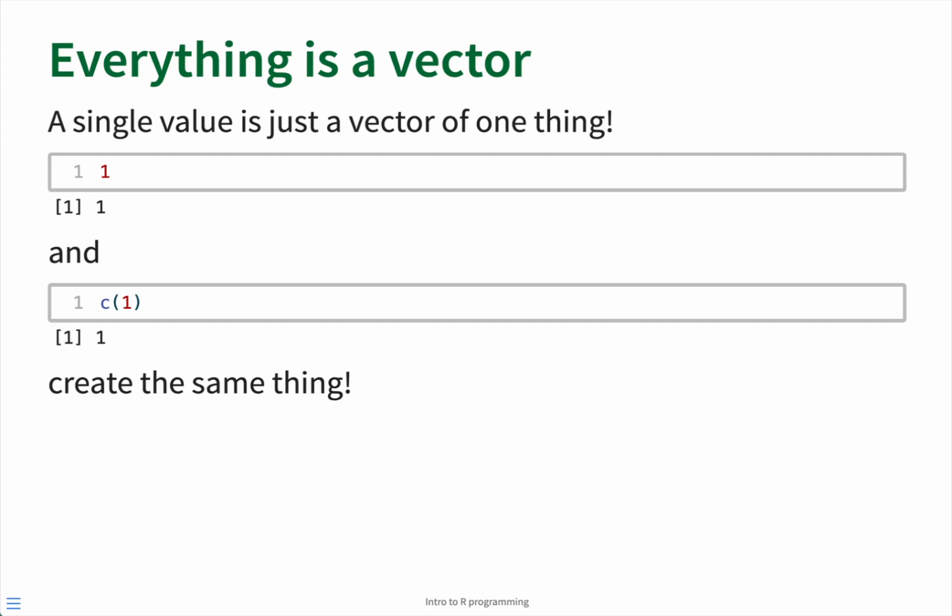The other interesting thing about R is that everything is a vector. In previous videos, we looked at creating single values, but really those were just vectors with a single item. If you were to compare the number 1 and explicitly creating a vector with the c function of just the number 1, you would find that they were the same thing.